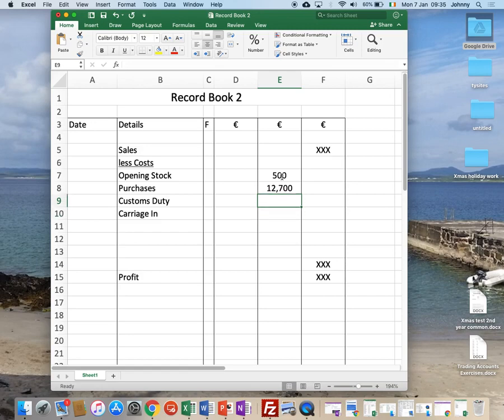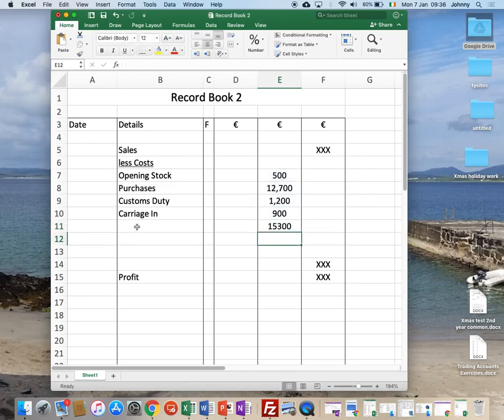I had to spend an extra, let's say, 1,200 on customs duty, and on my carriage in, so this is the transport to get the goods to me. Let's say I spent €900. So when I add all of these numbers together, that gives me the amount of money I spent on buying goods, which I then hopefully was going to be able to sell to make a profit. We okay with that so far?